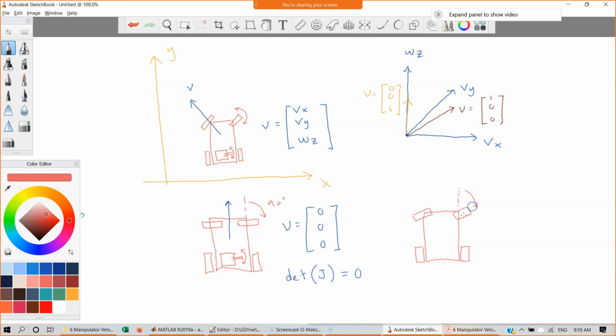Let's say this is 85 degrees, for example, right? So now, if you push your motor hard enough, you can probably have some motion, right? You can see the robot will turn. The robot indeed will turn and move in that direction. So your nu becomes non-zero.